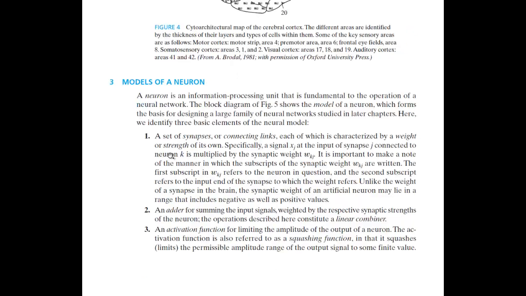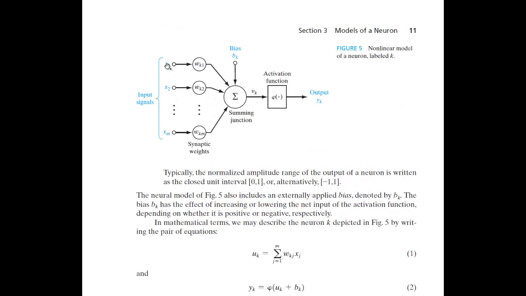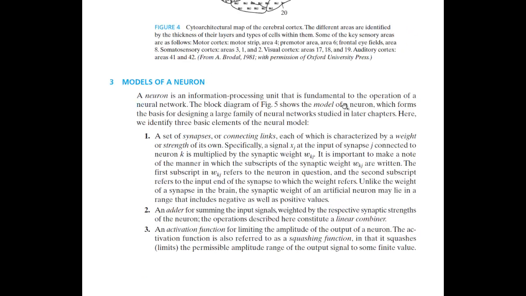So what are the three basic elements? This is the model, these are our inputs, these are our weights, this is the summing junction. Here they get activated and here you get the output. So first is a set of synapses or connecting links. The second one is an adder for summing the input signals, and the third one is an activation function for limiting the amplitude of the output of a neuron.